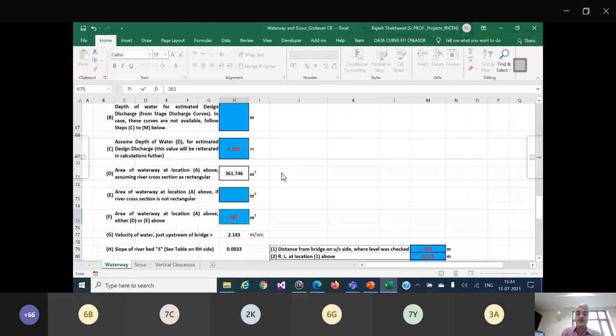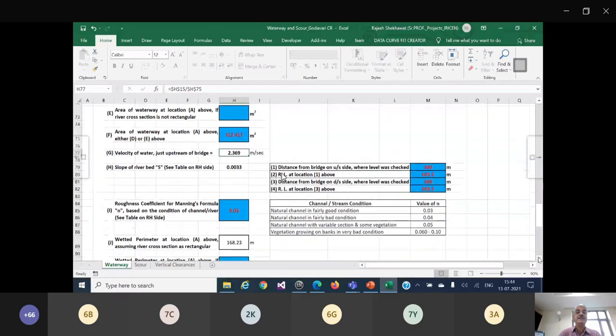So this value will become 361.746. Now velocity of water is reducing. So it means I have to decrease it. I have to increase this value. So take 1.9 rather than this. So this value is 312.417. I got value of 2.369.